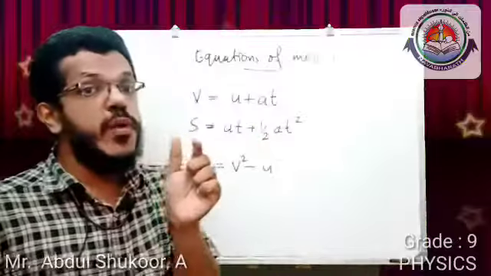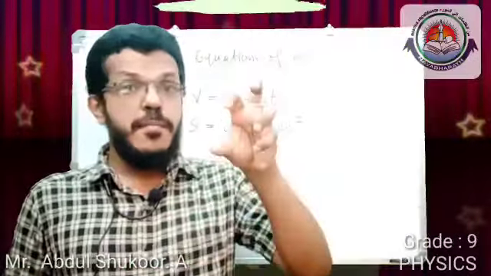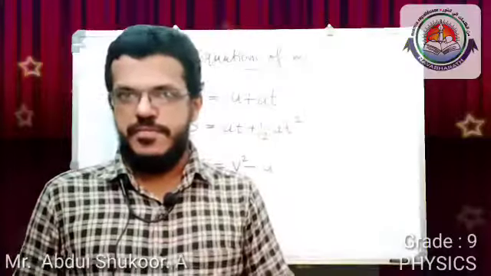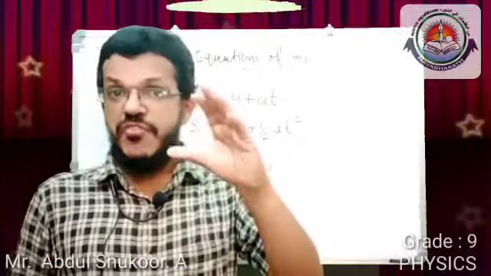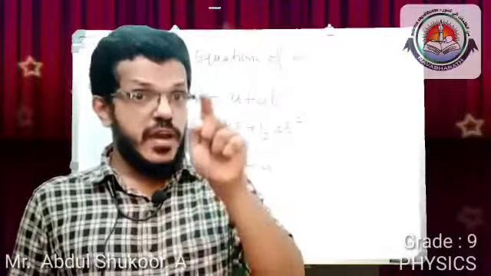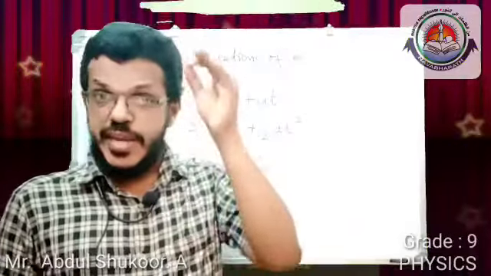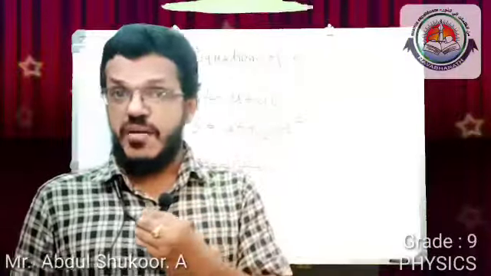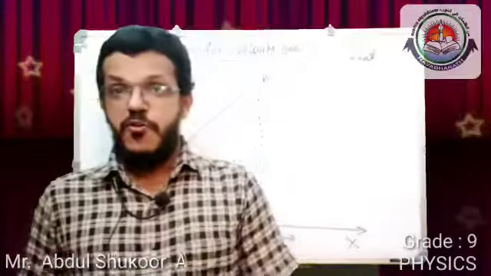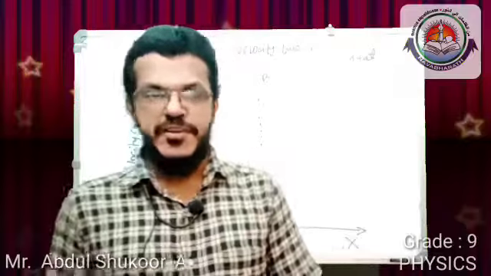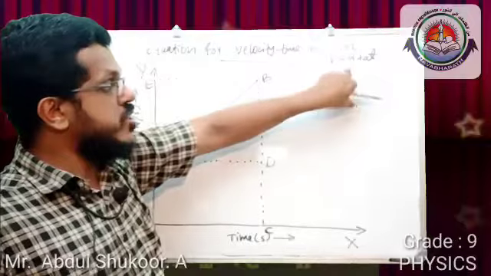These three equations can be derived by the graphical method. Next, we are going to see how we can derive these three equations from graphs. Okay, let's do that. First, we are going to derive the first equation of motion, that is v equal to u plus at.